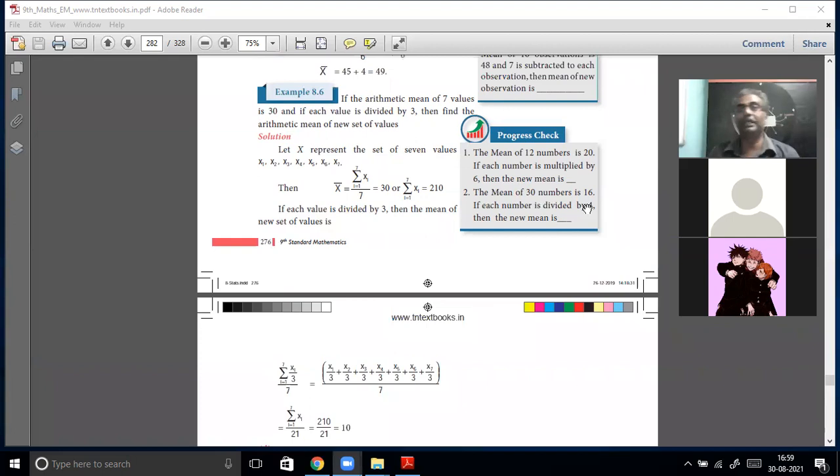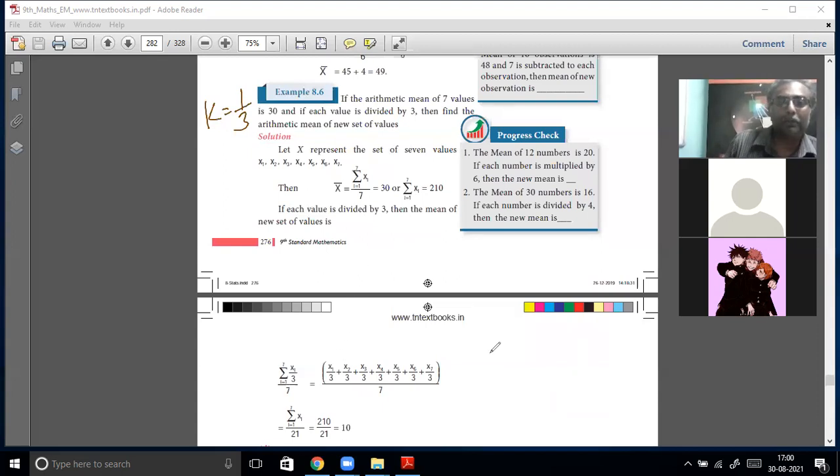Just remember the steps. Then let us go for example 8.6. This is about multiplication, the third property, the multiplication property. If the arithmetic mean of 7 values is 30, and each value is divided by 3, then find the arithmetic mean of the new set of values. Here k is equal to 1/3, correct?